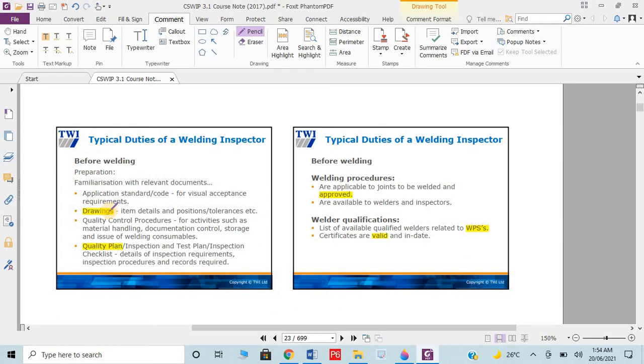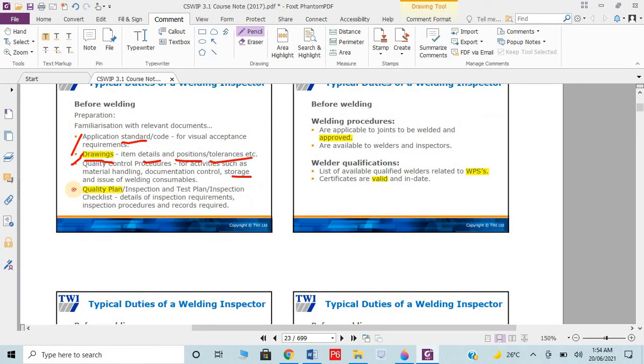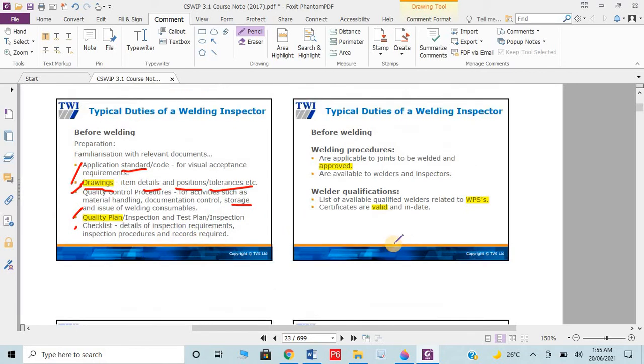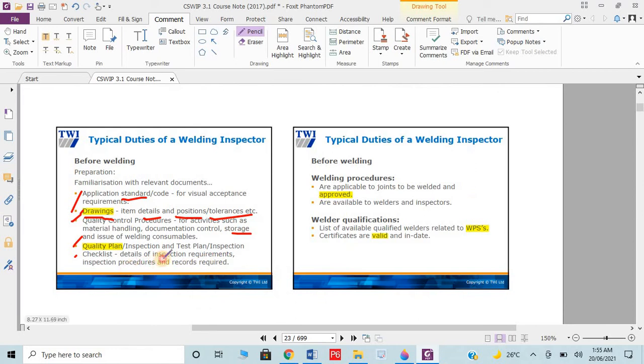Before welding, the welding inspector should be familiar with the standards and codes, and the drawings according to which the welding is being carried out. So what are the tolerances, what is the position, what are the details, what are the welding symbols? All these things the welding inspector should know. Quality control procedure, how he should maintain the preheating, post-heating, material handling, document control, storage issues, etc. The third point is the quality plan, which is known as the inspection and test plan, ITP. According to the ITP, all the check sheets are given, which procedure they have to carry out for that welding, etc. All the information regarding the ITP.